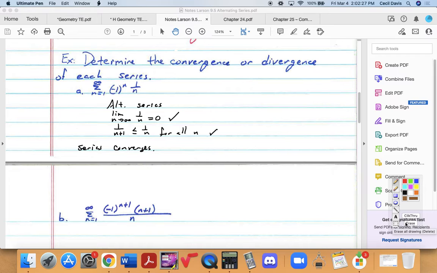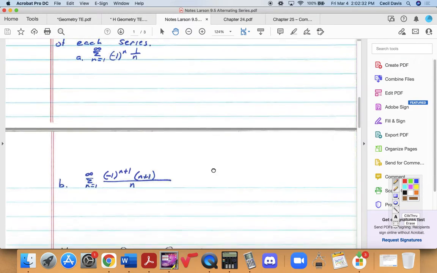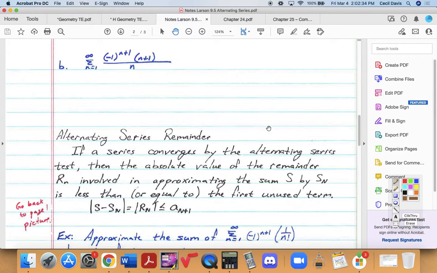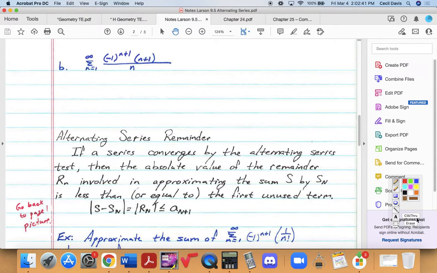And it really is kind of that easy. I know you're expecting, like, okay, where's the catch? So here, again, this is an alternating series.